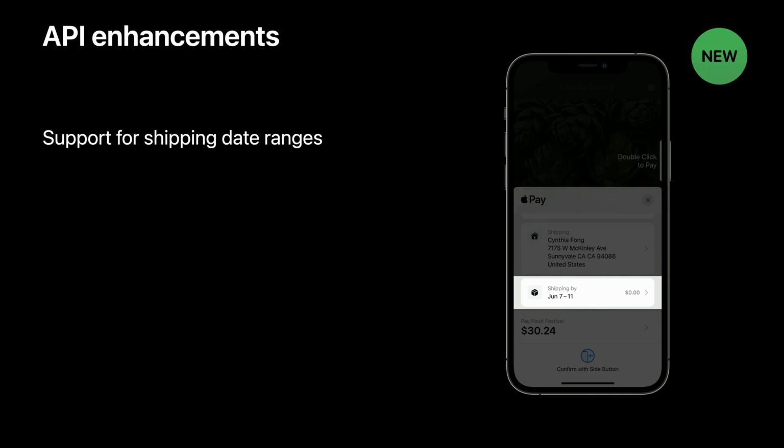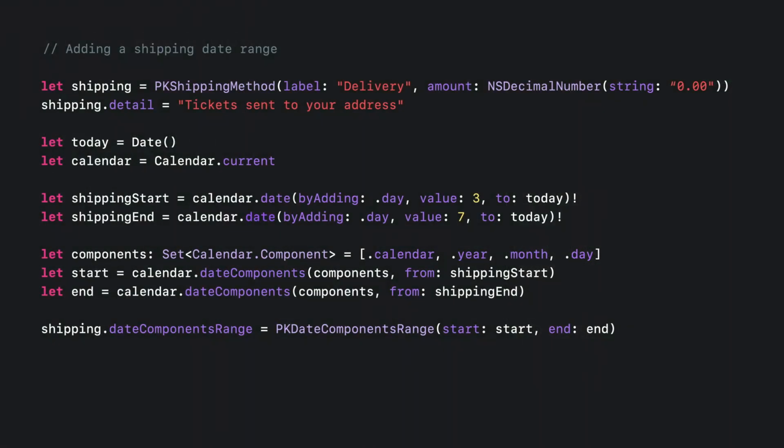The new shipping date APIs have built-in support for calendars and time zones. This makes the handling of shipping dates or pickup times in your app straightforward, and the relevant information is displayed clearly to your users. Now I'll briefly show you how this works.